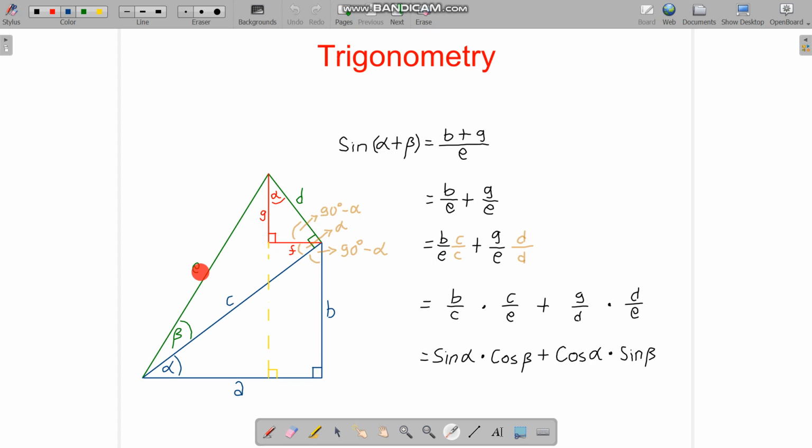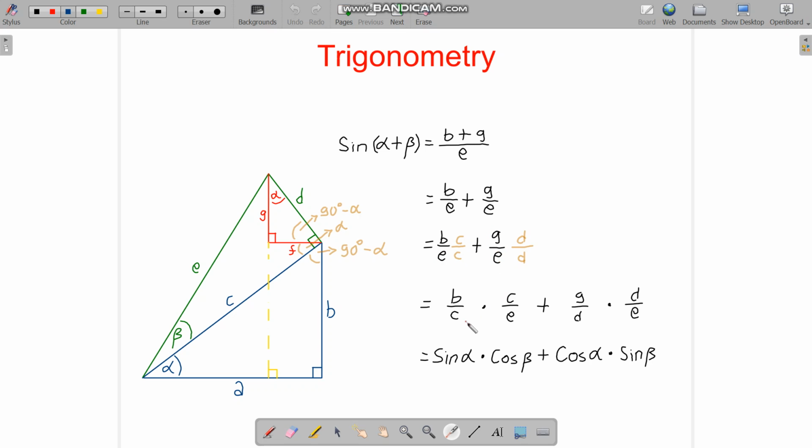One side which is common in both triangles with B and E would be the C, because now we have two triangles and the C is the common side, so we have to use C over C. And for G over E, we have the G and the E, the common side is D, so we multiply by D over D, and after rearranging we get B over C times C over E, G over D times D over E.